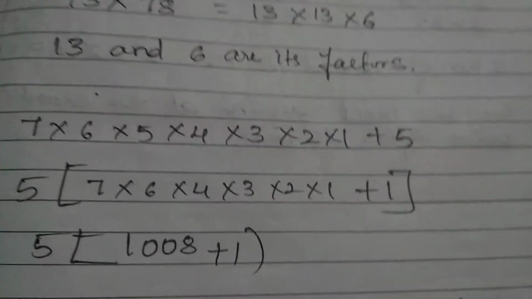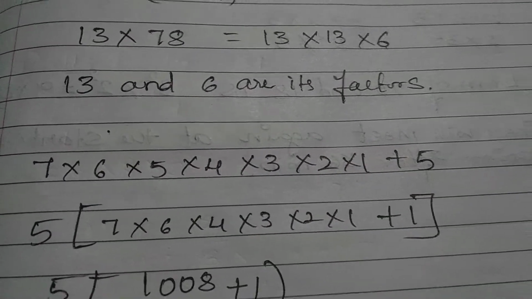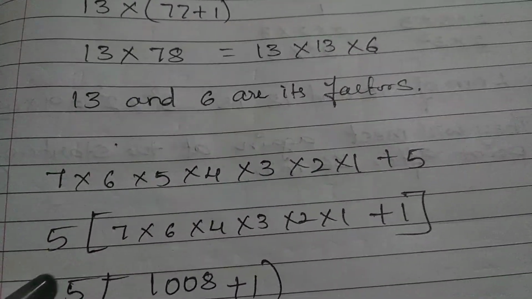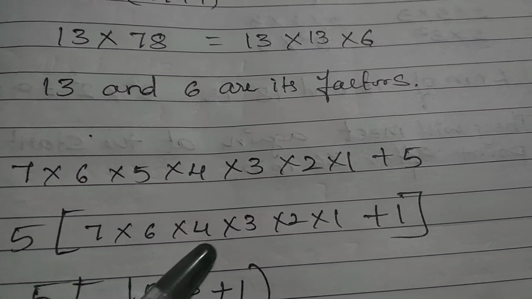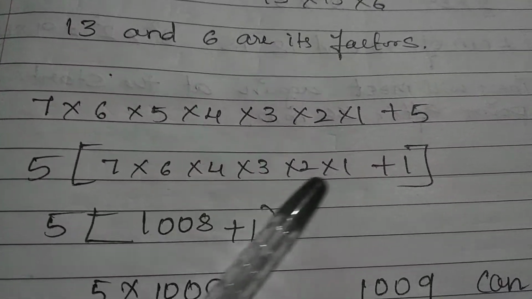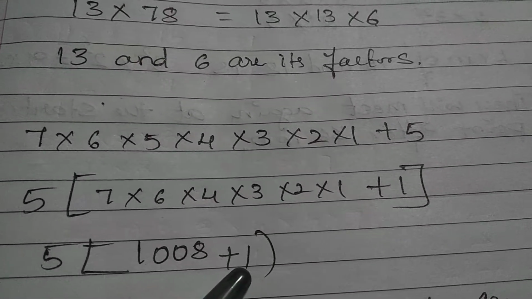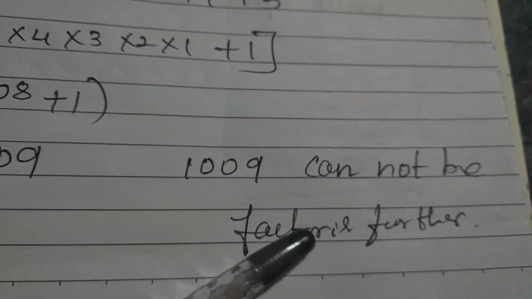Then next we'll take 7 into 6 into 5 into 4 into 3 into 2 into 1 plus 5. Now take 5 as a common factor. As I said, take 5 as common factor. So what is remaining? 7 into 6 into, see, 5 I have taken outside, 4 into 3 into 2 into 1 plus 1. Multiply all these and you will get 1008. So 1008 plus 1 is 1009. So 5 into 1009. So that's why it is a composite number.